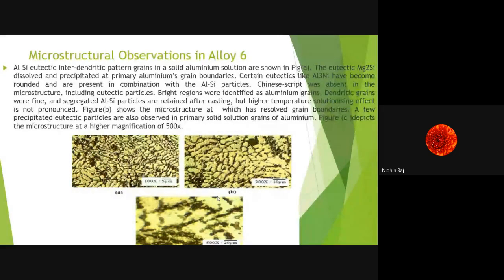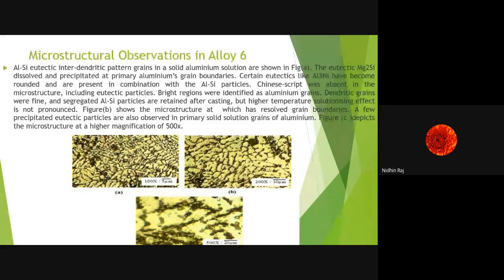The aluminum silicon eutectic interdendritic pattern grains in a solid aluminum solution, that is shown in figure A. Now the eutectic Mg2Si dissolved and precipitated at primary aluminum's grain boundaries, and certain eutectics like Al3Ni have become rounded and are present in combination with aluminum silicon particles here. Now the Chinese script was absent in the microstructure, including eutectic particles.